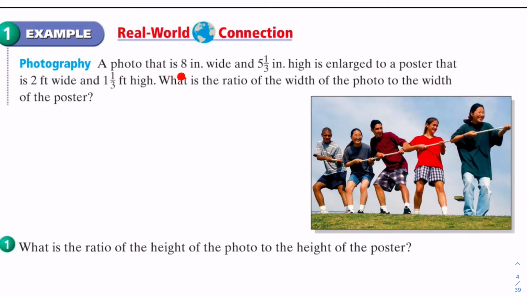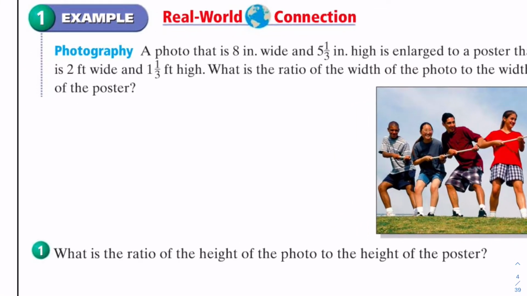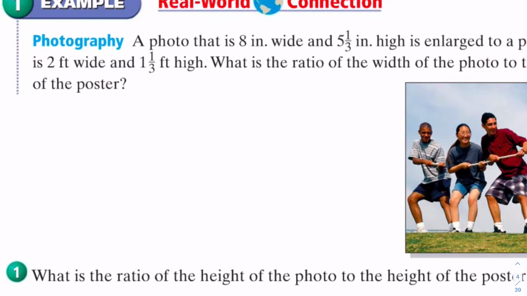The photo that is 8 inches wide and 5 1/3 inches high is enlarged to a poster that is 2 feet wide and 1 1/3 feet high. What is the ratio of the width of the photo to the width of the poster? So we want to be careful here. We want to either make these inches into feet or these feet into inches. And I think it's going to be easier to make feet into inches because I'd rather multiply than divide, right? Because 8 over 12 isn't too bad, but 5 1/3 over 12 can get a little bit tricky.